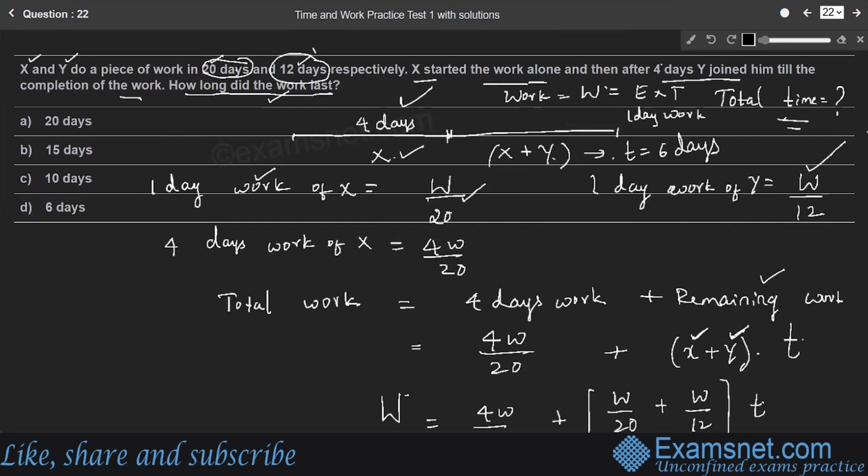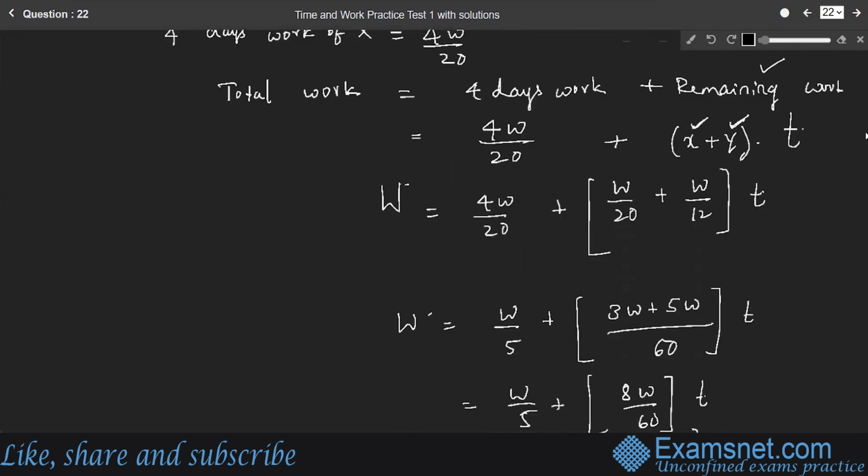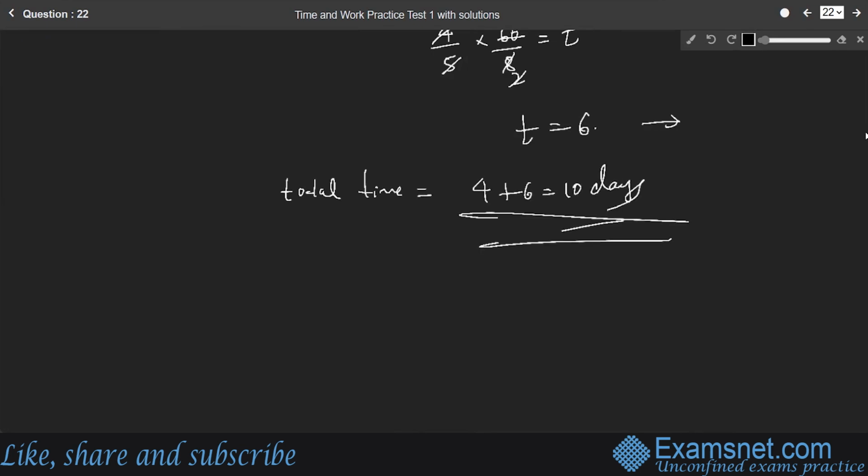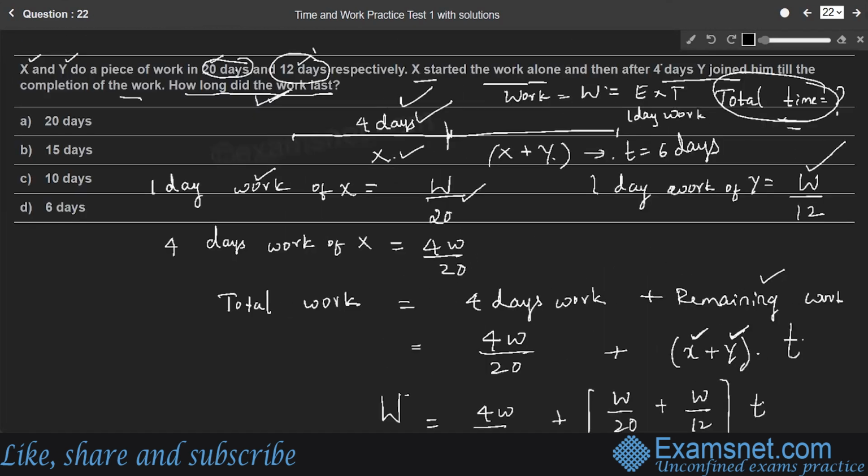Here the question is, how long did the work last? It means the total time taken to complete the work. So the total time is 4 days in the first part and 6 days in the last part. Therefore, the total time is 4 plus 6, which is 10 days. Therefore, 10 days is the answer. So, option C. The work lasts for 10 days. Option C is the right answer.